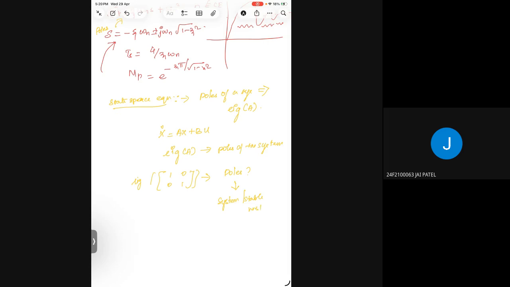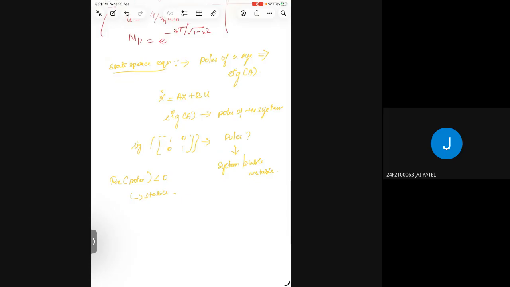Stable or unstable, right? So similar to a transfer function, we look at the real values of the poles. If it is less than 0, then it is stable. If the real part of the poles is greater than 0, then it is unstable. If it is equal to 0, it is marginally stable.